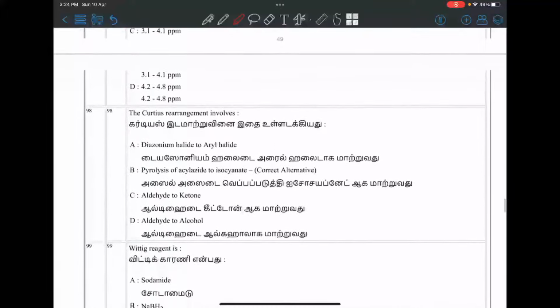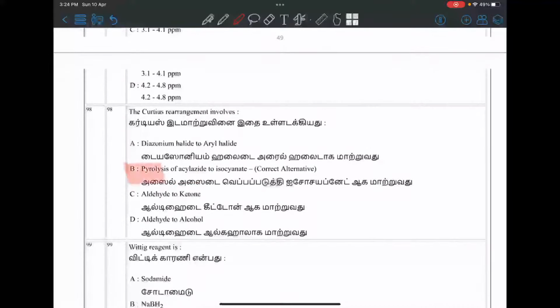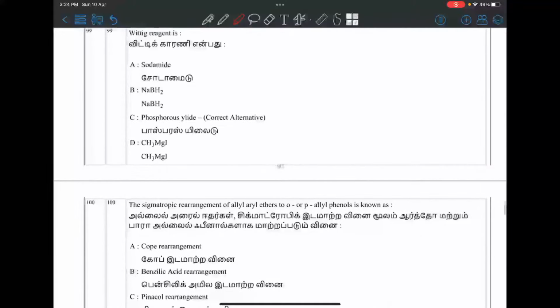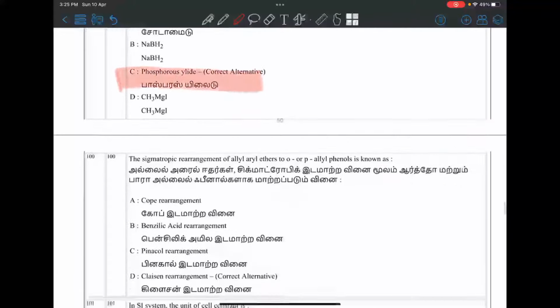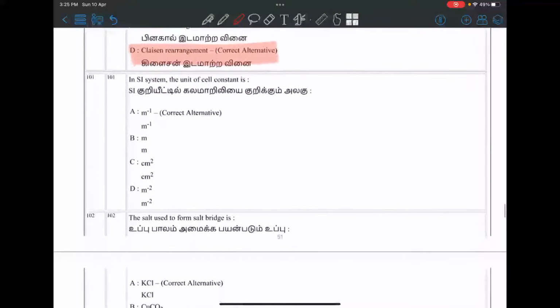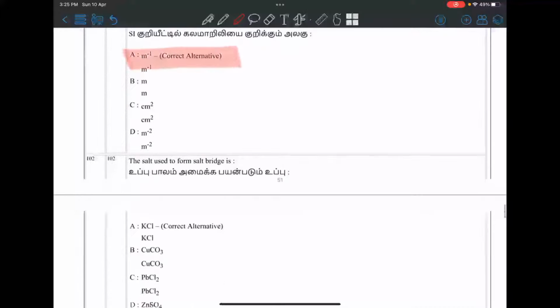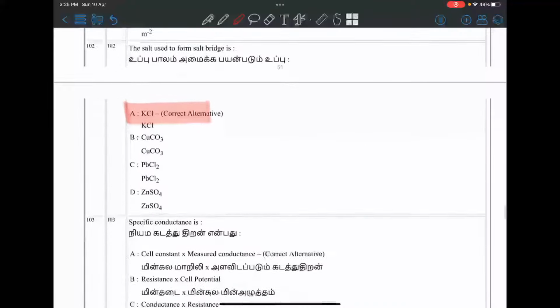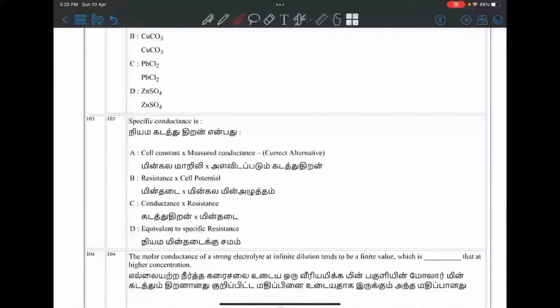The Curtius rearrangement involves pyrolysis of acyl azide to isocyanate. Wittig reagent is phosphorus ylide. The sigmatropic rearrangement of allyl aryl ethers to ortho or para allyl phenol is known as Claisen rearrangement. In SI system, the unit of cell constant is meter inverse. The salt used to form salt bridge is KCl. Specific conductance is cell constant and measured conductance.